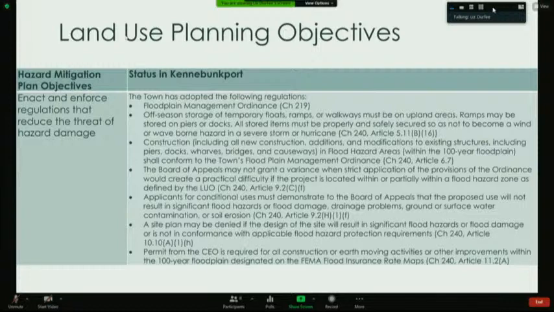Regulations for construction, all new construction, additions and modifications to existing structures, piers, docks, wharves, bridges in flood hazard areas need to conform with the town's floodplain management ordinance. Some regulations on prohibiting variances when strict application of the provisions of the ordinance create a practical difficulty if the project is located within or partially within a flood hazard zone. Is that an existing strategy? That is an existing item in your land use ordinance. So that's on the books now.